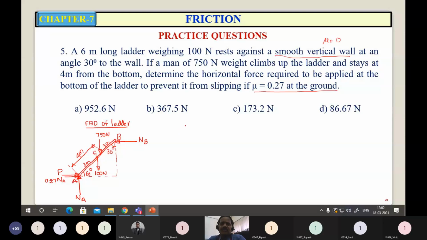So writing equations of equilibrium, summation Fx is 0, plus P plus 0.27 Na minus Nb is equal to zero. Summation Fy, plus Na minus 100 minus 750 is equal to zero. So Na is 850.